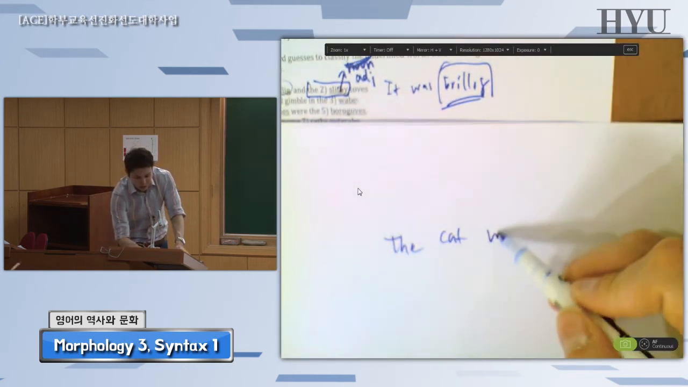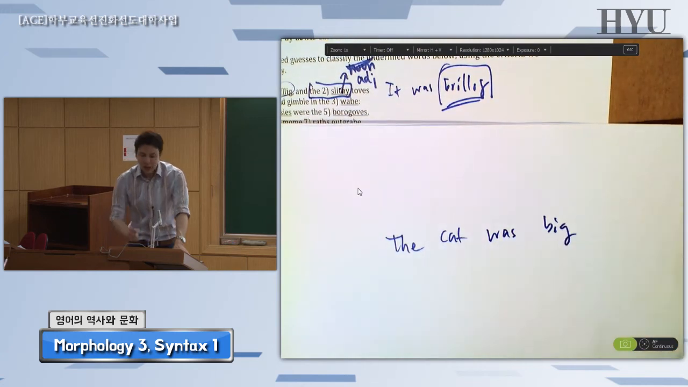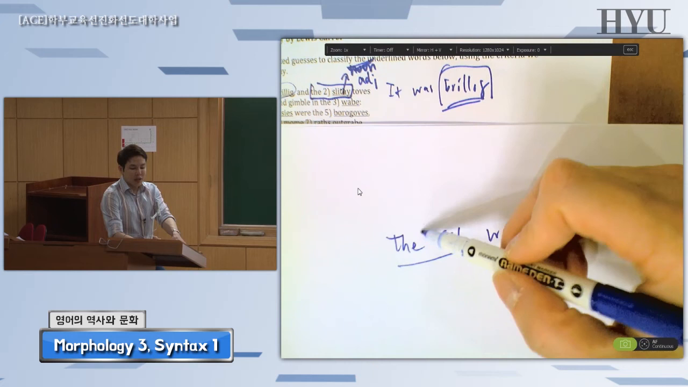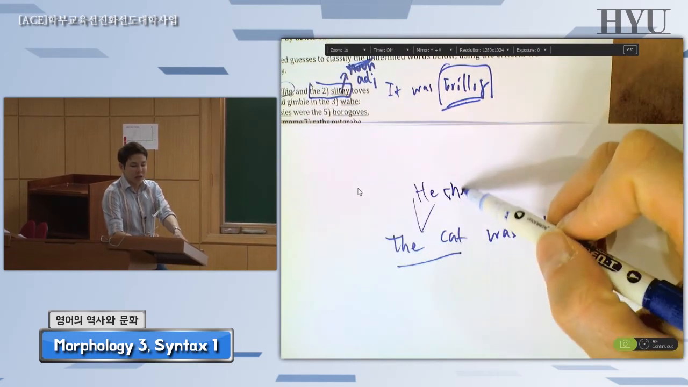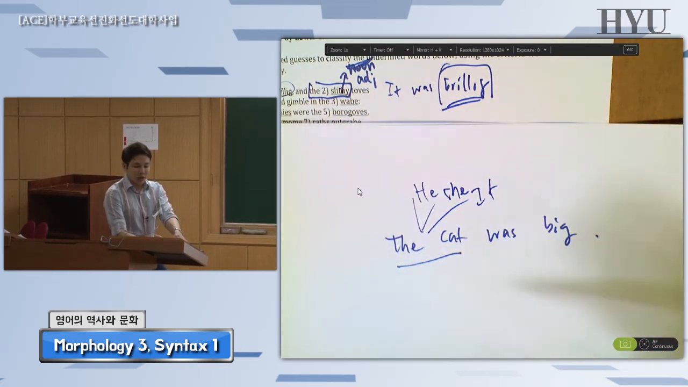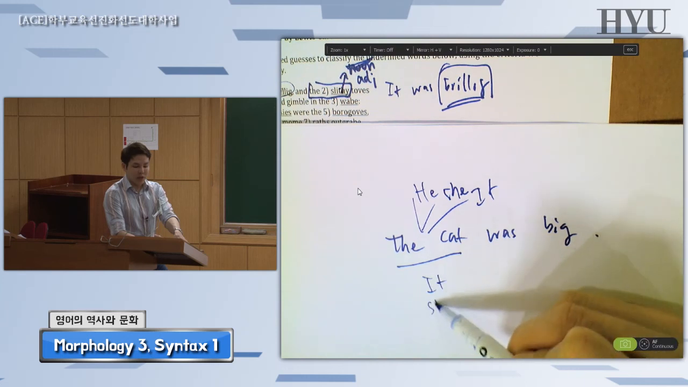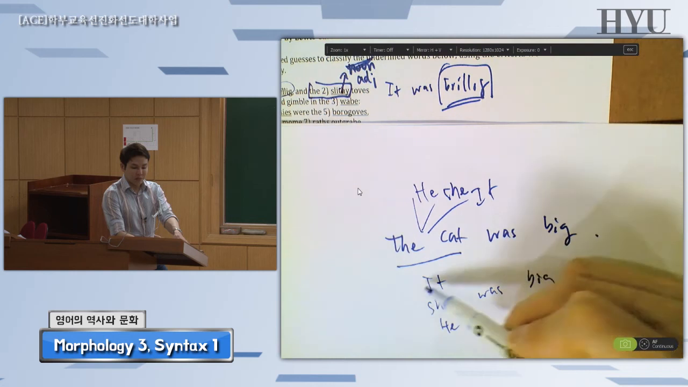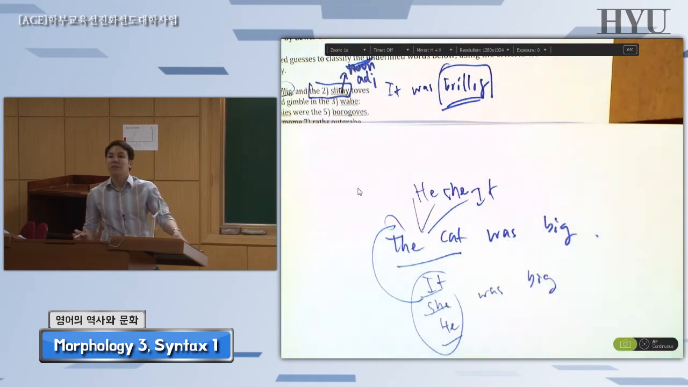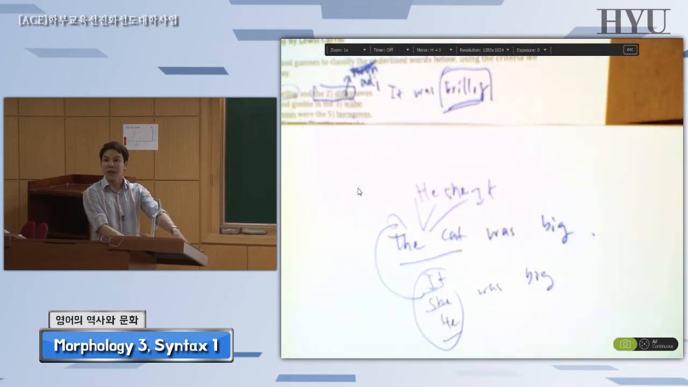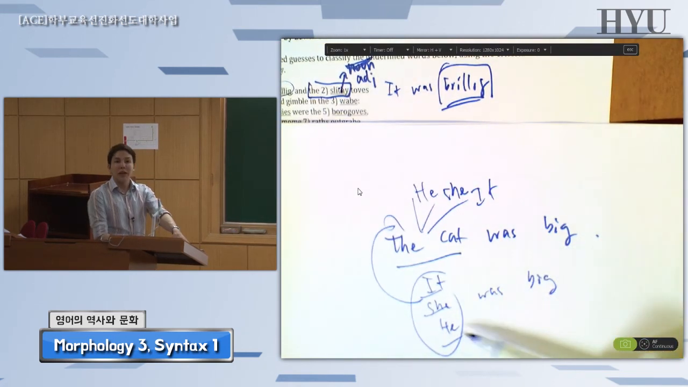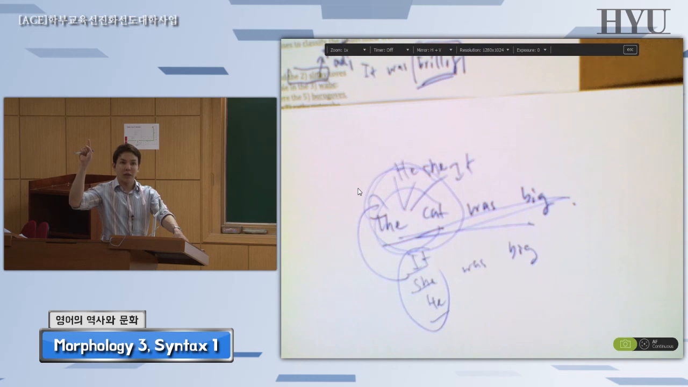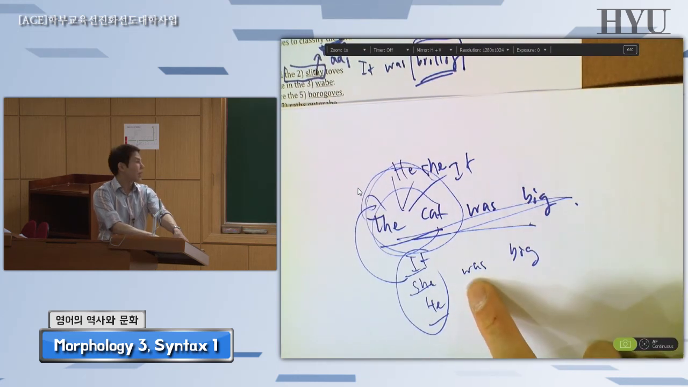was big. Okay? And I underline the cat. You substitute it with he, she, or it, doesn't matter. Does it work? So the result would be he, she, or it was big. Does it work to refer to the cat? It works, right? So he was big, the cat was big, she was big. Cat is one constituent, right? Because it passes that test.